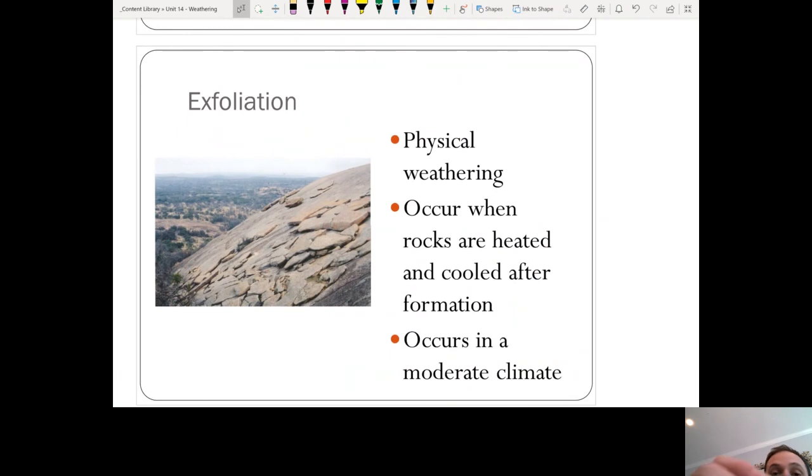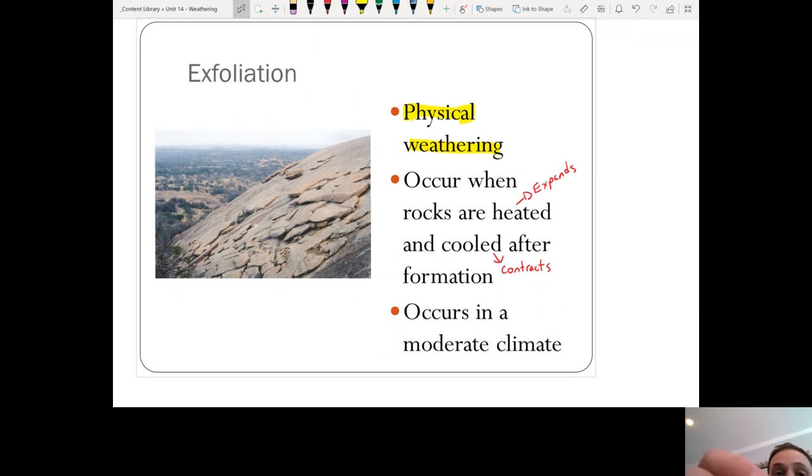And then the last one is exfoliation. It's an example, a little less common. I don't really see it that often in these regions. When rocks are heated and cooled, they expand, contract, expand, and contract. When you heat something, it expands. When you cool something, it contracts. After a long period of time, that expanding and contracting breaks apart the bonds in the rock, and then pieces tend to easily break apart and come off the side of a mountain.